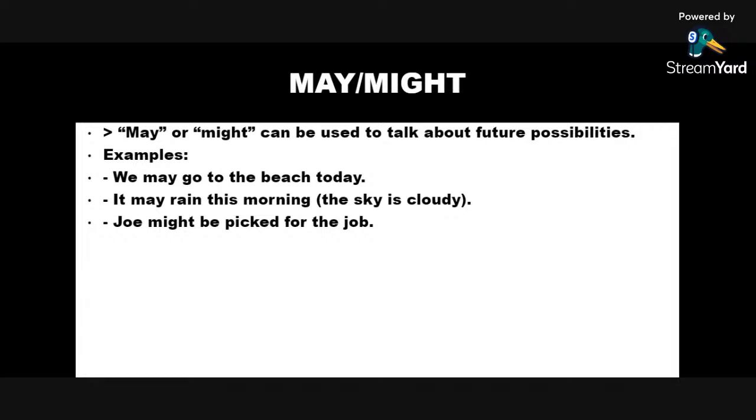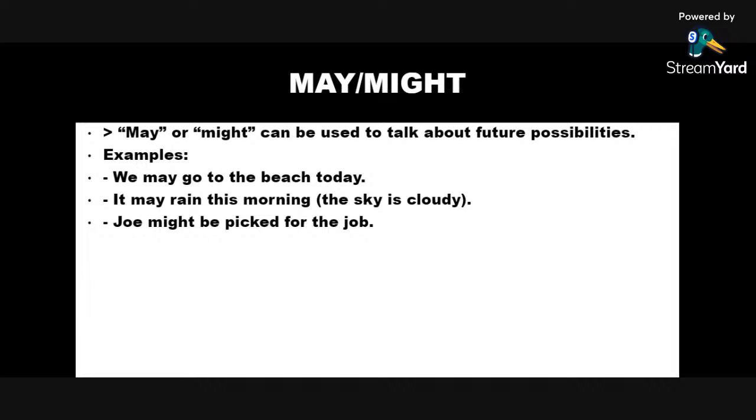Then another example is, Joe might be picked for the job. All right. You are just looking at Joe's chances of getting the job, expressing the probability of Joe getting picked for the job. And you are saying Joe might be picked for the job.